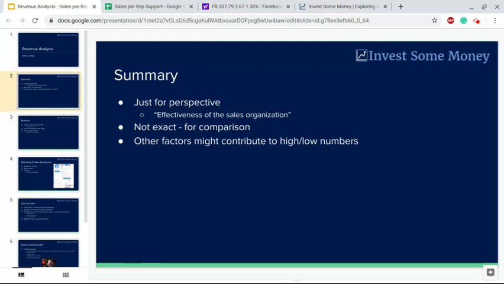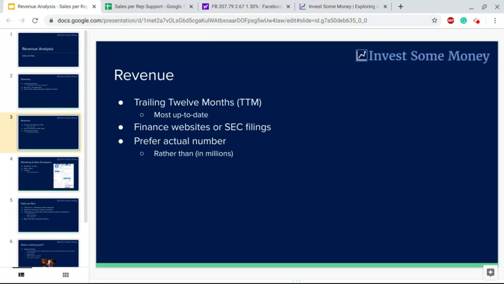So there are other factors that might contribute to high or low numbers besides the effectiveness of each sales representative within a particular company. Things like user experience, business model, and all that. But anyhow, we'll get into that all a little more here. That's just a summary of what this video is about.